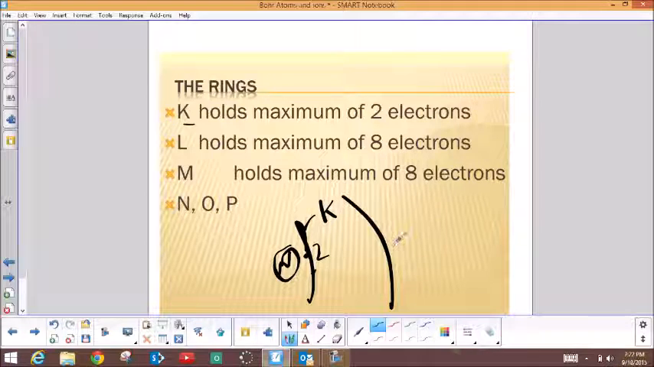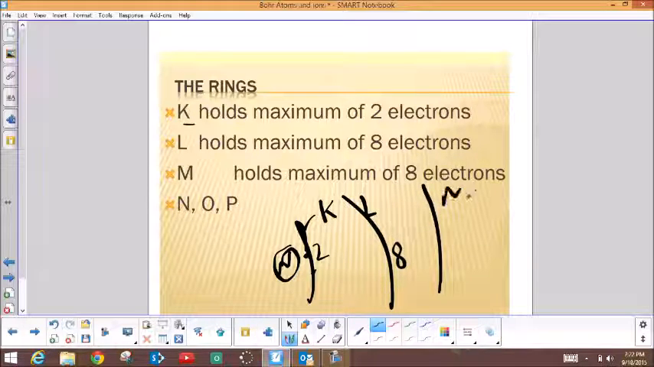The next orbital can hold up to 8 electrons. That orbital is called the L. And then the following one on a Bohr model is called the M, and it also holds 8 electrons. Now there are other orbitals, but we're not discussing them right now with a Bohr model. They will be addressed when we get to more complicated models.